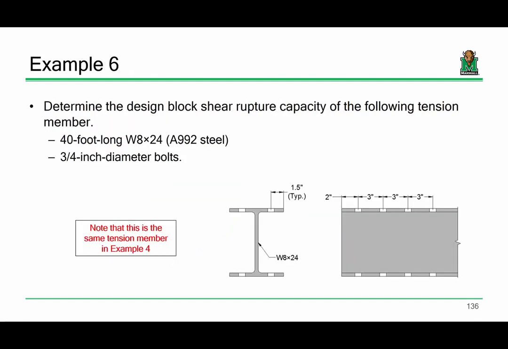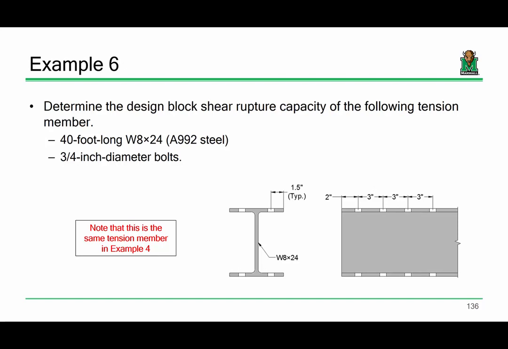So what we're going to do is we're going to do this example together. I'm going to help you identify the failure paths and whatnot, and we'll do all the math together. Now, just so everybody is aware, this is the one we did in example 4. It's the exact same problem, okay? It's a 40-foot long, W8 by 24, A992 steel, 3/4 inch diameter bolts. This is the exact same problem that we did in example 4. So remind me when we do this, I'm going to pull up the sheet, but I want you to give me some values because I want to be able to make a comparison to what we did before, just to see how everything shakes out.